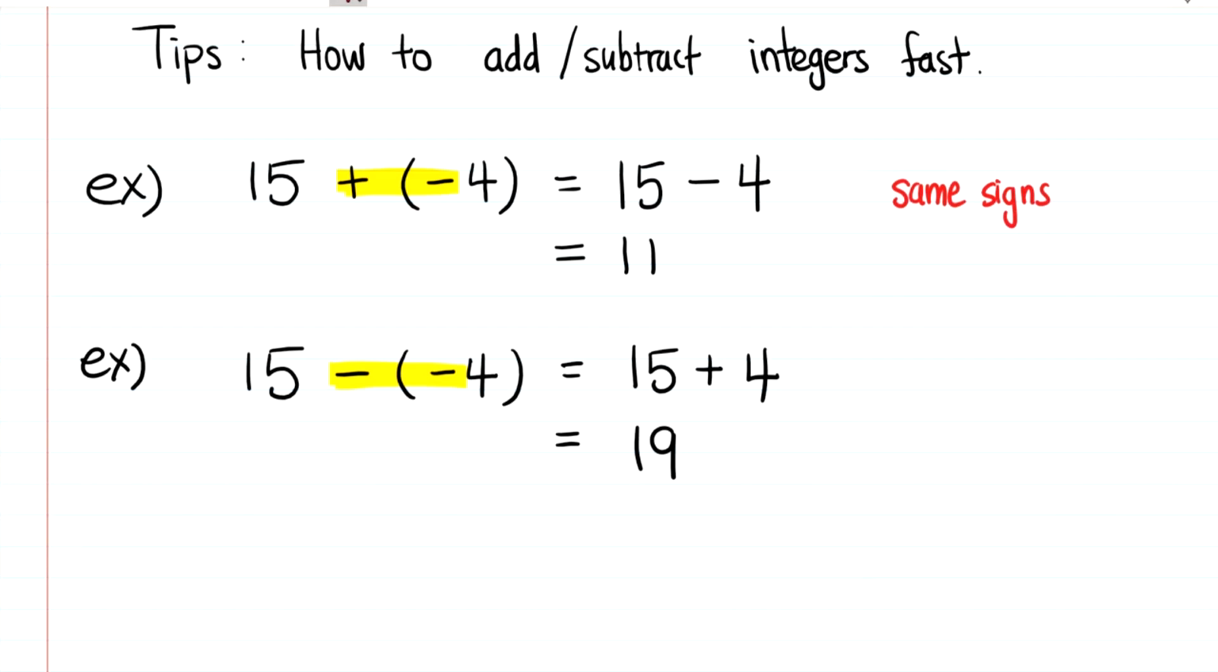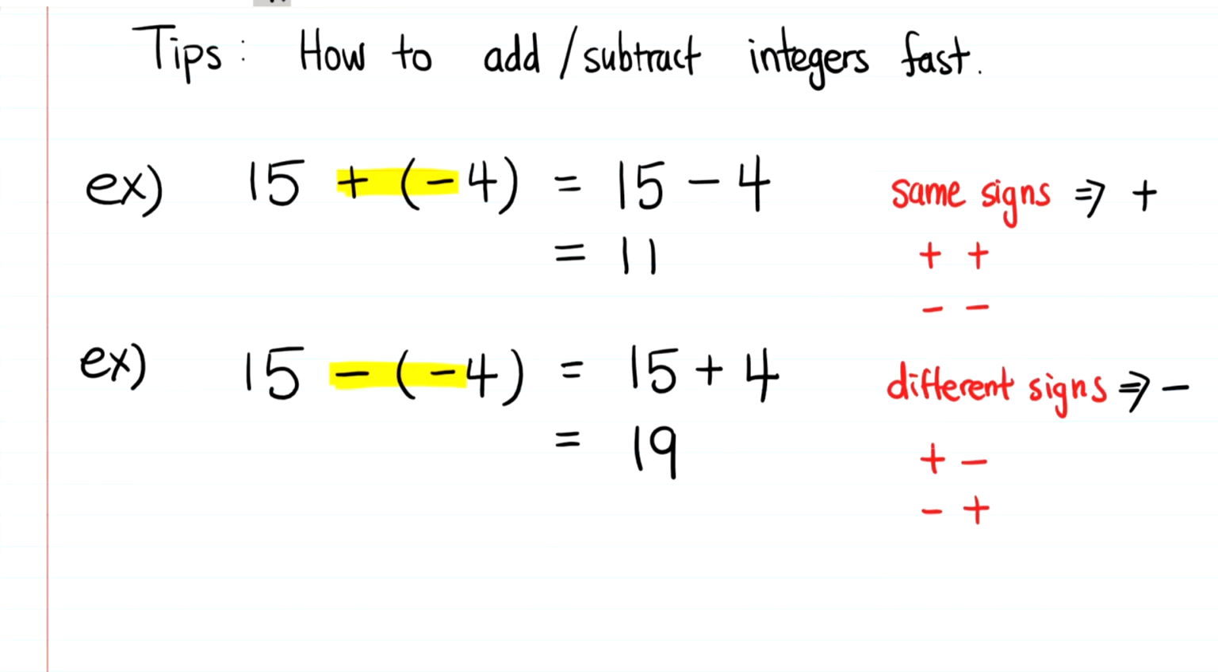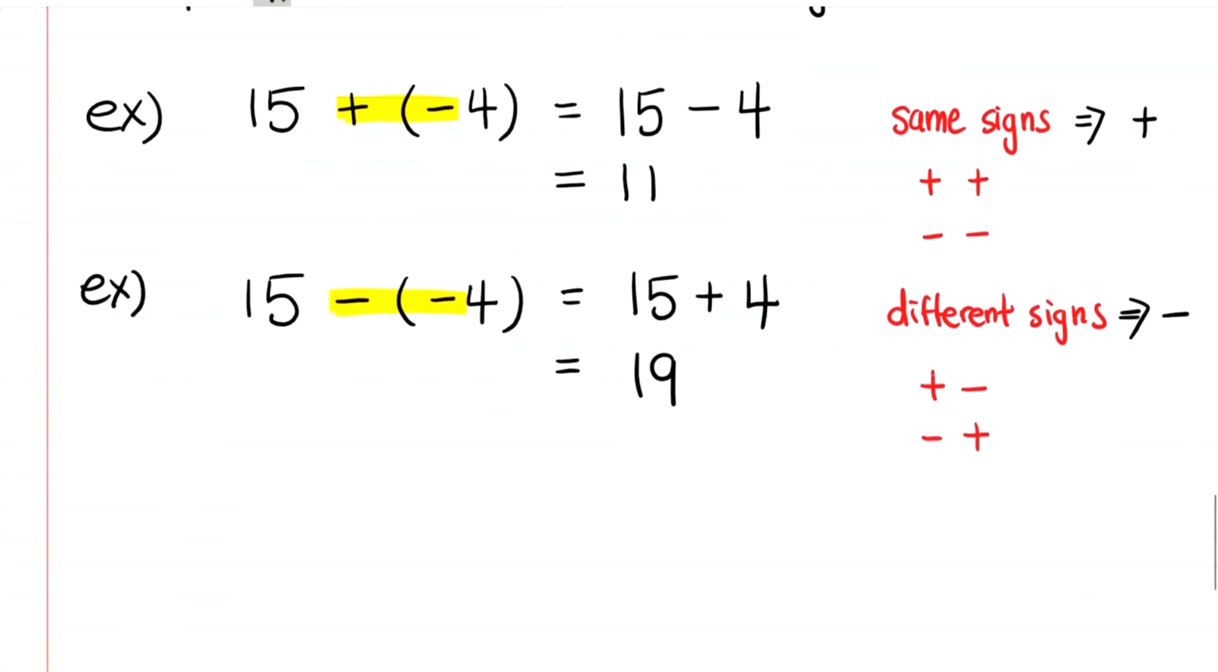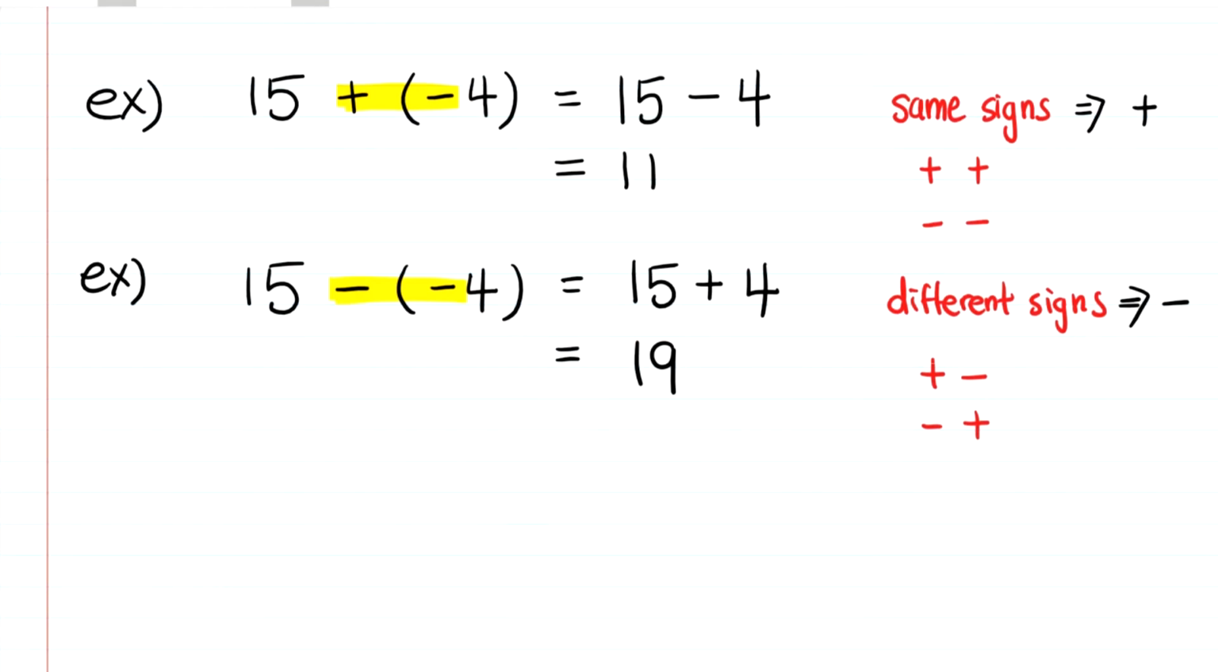Okay, so when the signs are the same, which means positive positive, or negative negative, then the resulting sign is going to be a plus sign. So it turns into an addition expression. When the signs are opposite or different, for example plus minus or minus plus, then the resulting sign is going to be minus, which means it's going to be negative, or a subtraction expression. So let's try that with a few more examples.